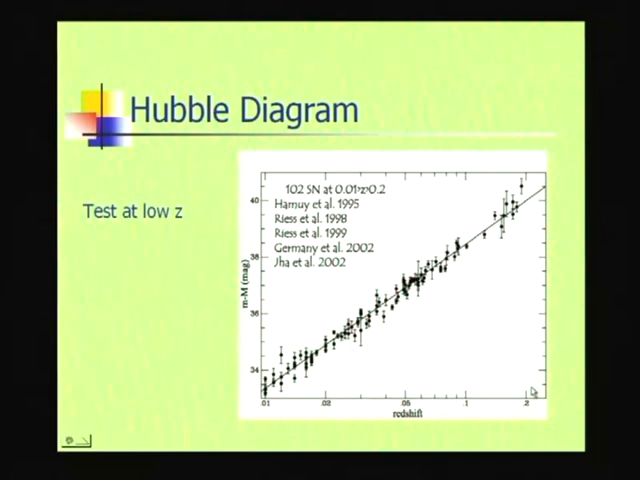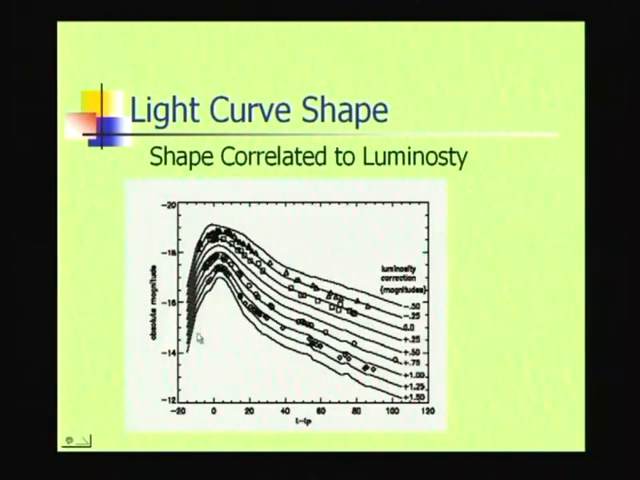Now there is a point which you have to note over here: the calibration of this curve depends on other distance indicators. After all, to determine the absolute magnitude from the apparent magnitude, you need to know the distance to the supernova to calibrate these curves. So the calibration of these curves depends on other distance indicators, and there are uncertainties in these other distance indicators.